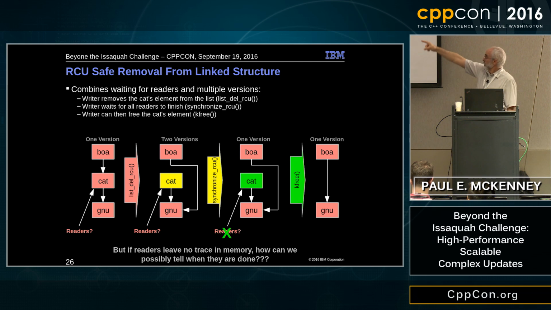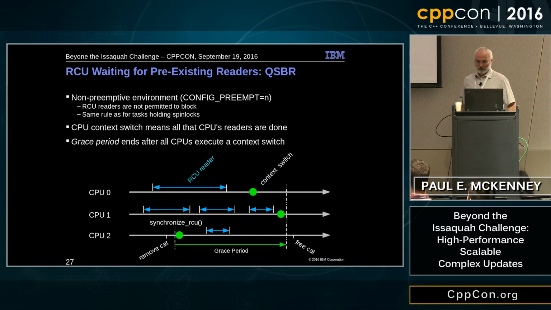Of course, you do actually have to implement the synchronized RCU magic operation. And the readers aren't leaving any, in the most aggressive case, if you compile a Linux kernel for a server with config preempt equals n, you will get this case where the readers leave no trace of their presence in memory. Okay? But we still have to deal with them, and we do. We cheat, as always.